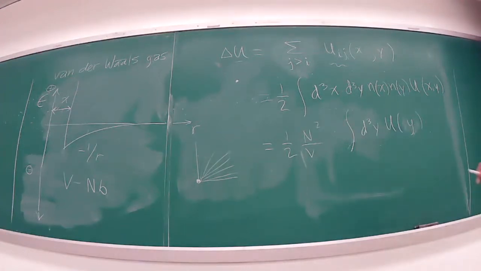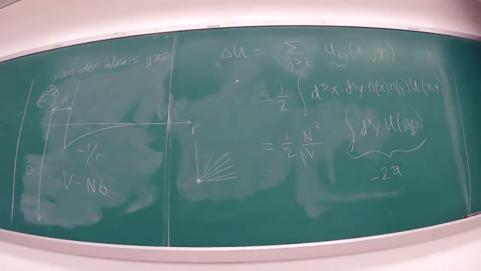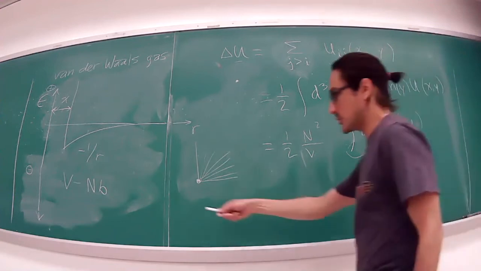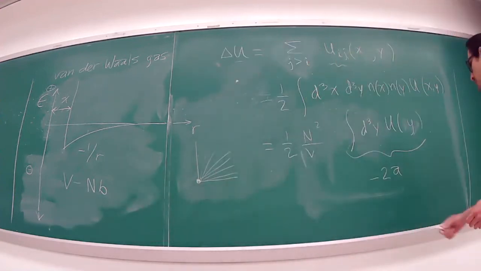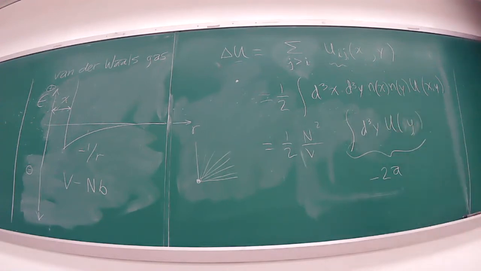And this guy over here, we are actually not going to find the form of this potential. We're going to substitute this by negative 2a. And you'll see later why it is negative 2a. It just makes the math simpler. And just like b over here, which is an empirical parameter, a is also an empirical parameter. But a is hiding away this integral.